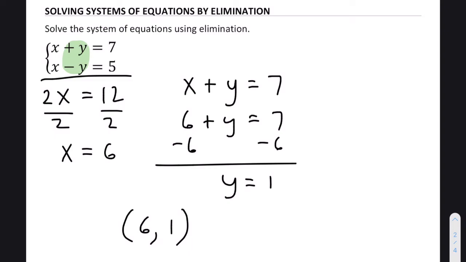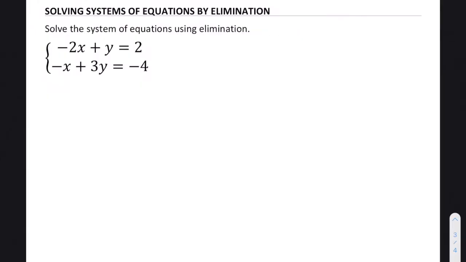Okay, so this one was pretty straightforward because we had opposites in the equation. But if we look at this next example, you'll notice that we have a negative 2x and a negative x. Those aren't opposites. We have a positive y and a positive 3y. Those are not opposites. So sometimes we have to do a little work before we have opposites, and we have to multiply one of the equations by something to create opposites.